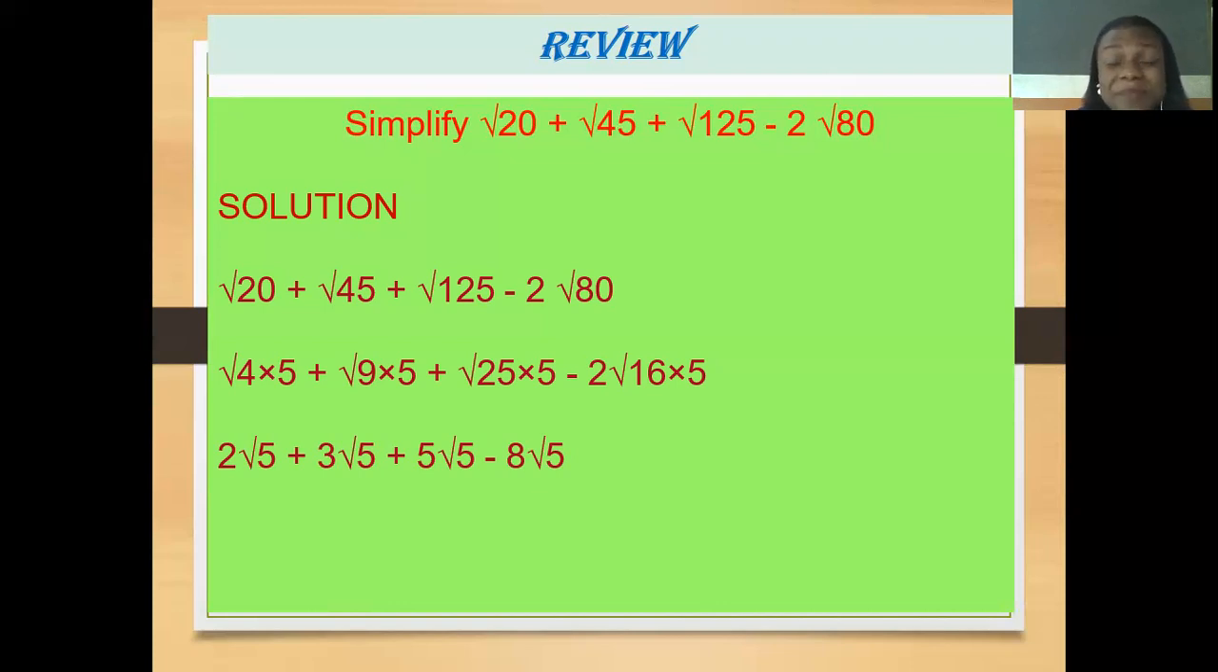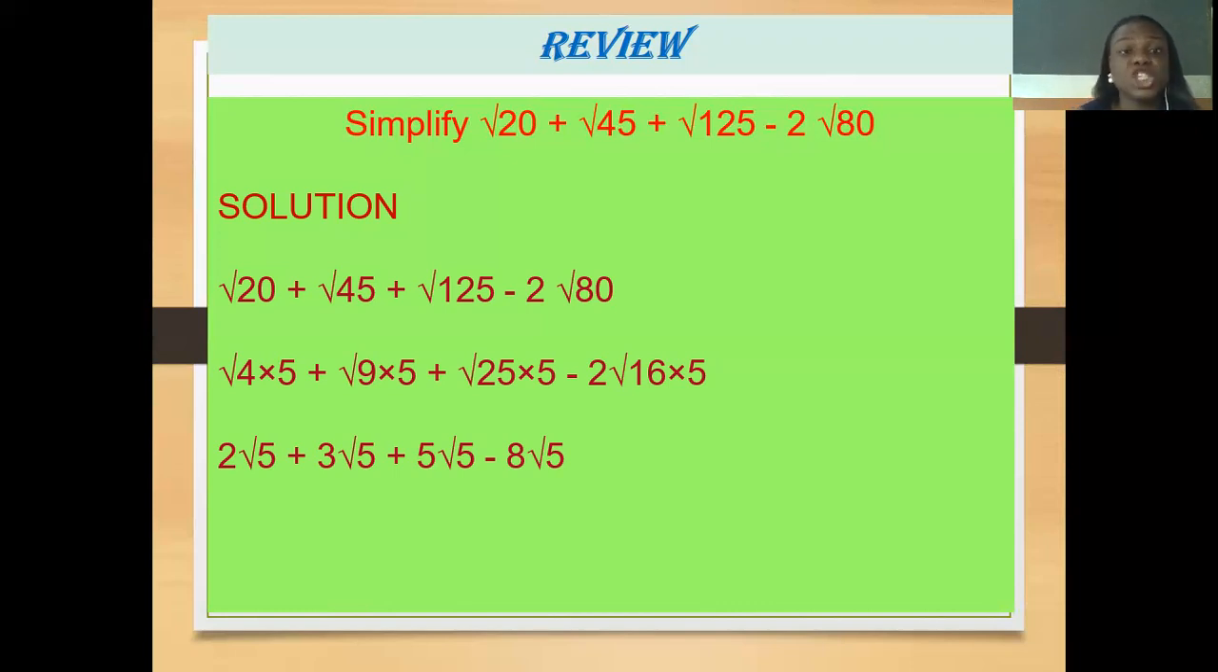Then for 25 times 5, the square root of 25 is 5, so it becomes 5 root 5. Now for 16 times 5, the square root of 16 is 4, right? But you have a 2 outside already. So 2 times that 4 gives us 8. So 8 root 5. Now, if you look at everything that you can see now, you can see a pattern.